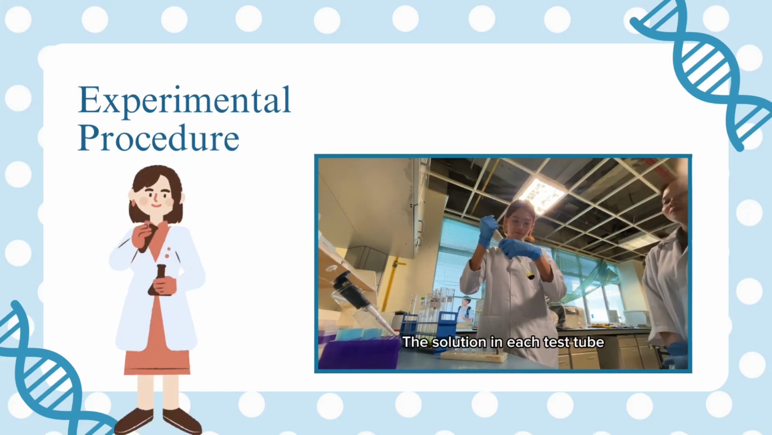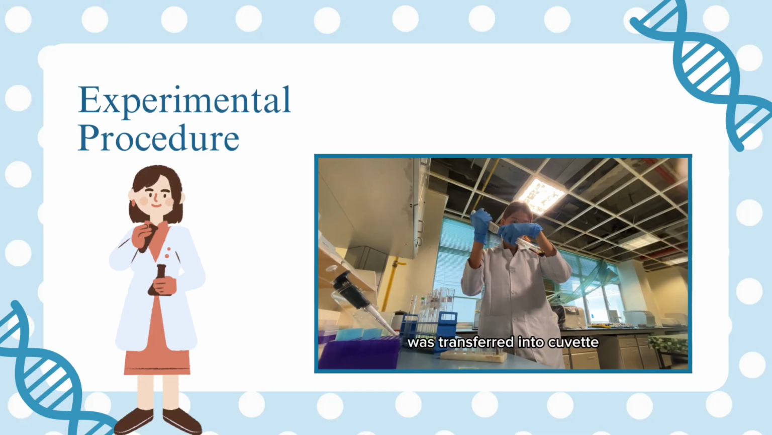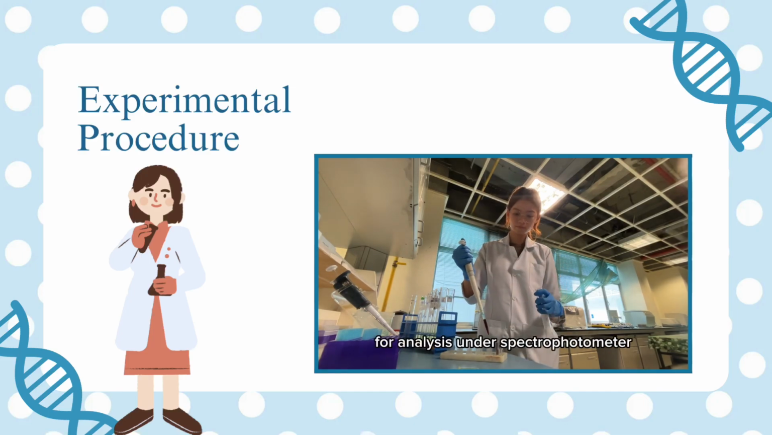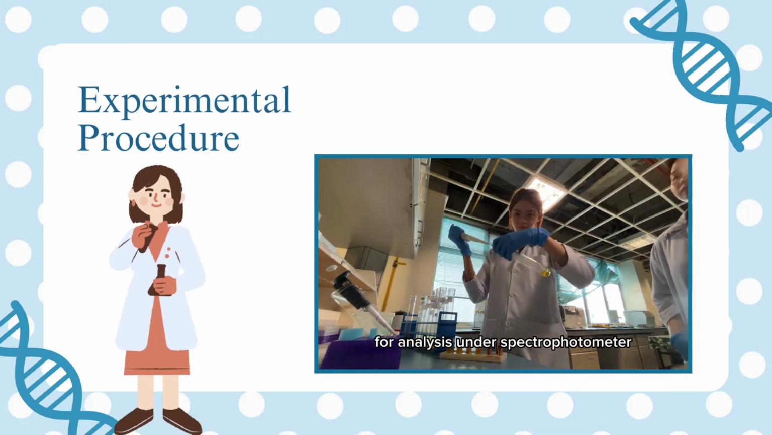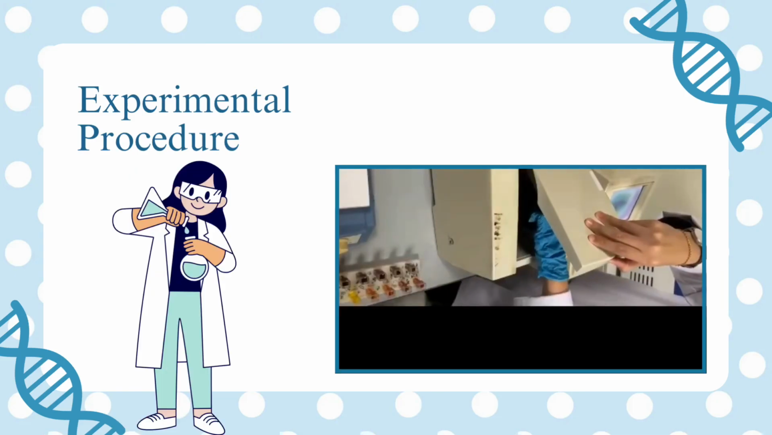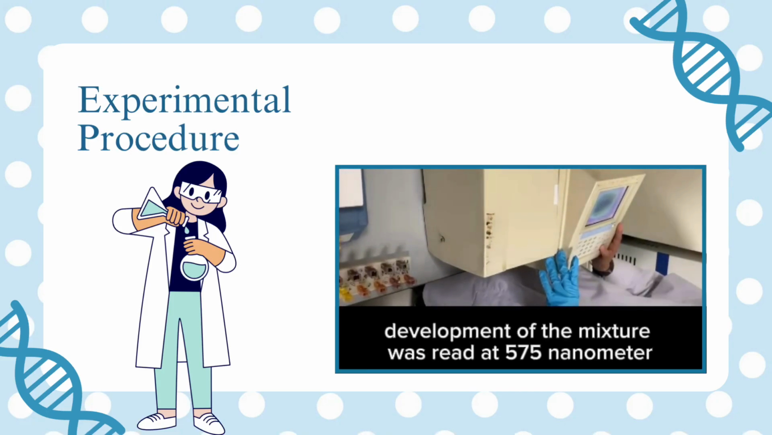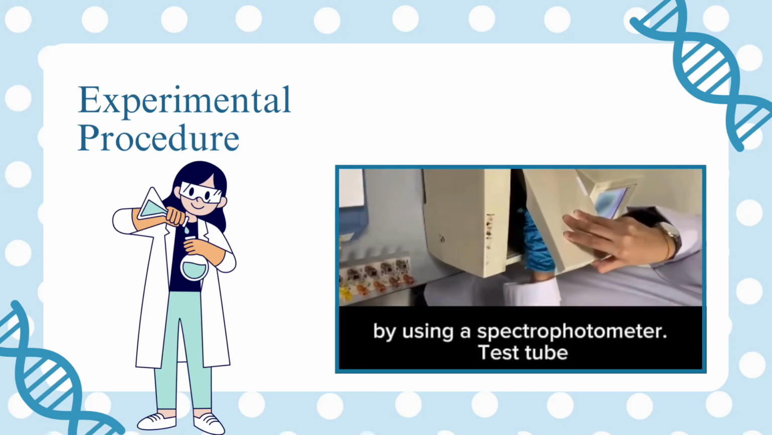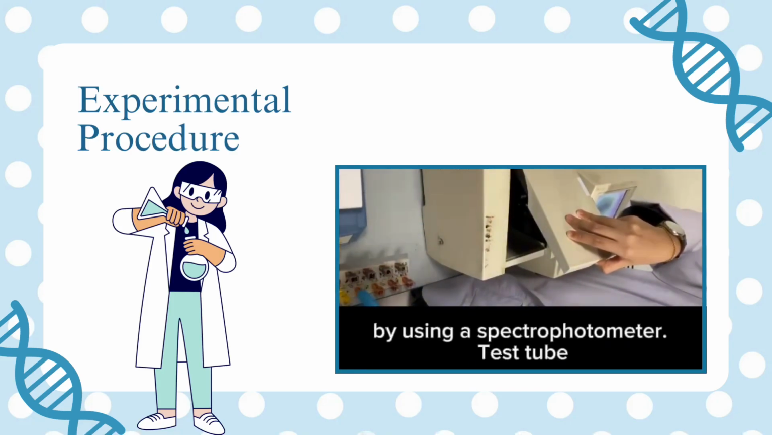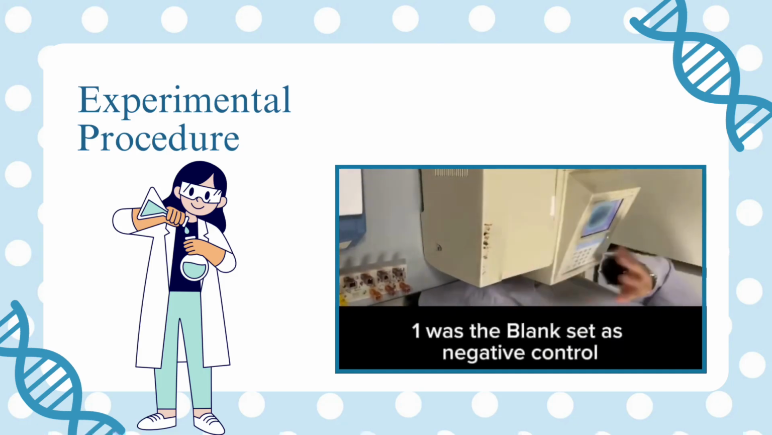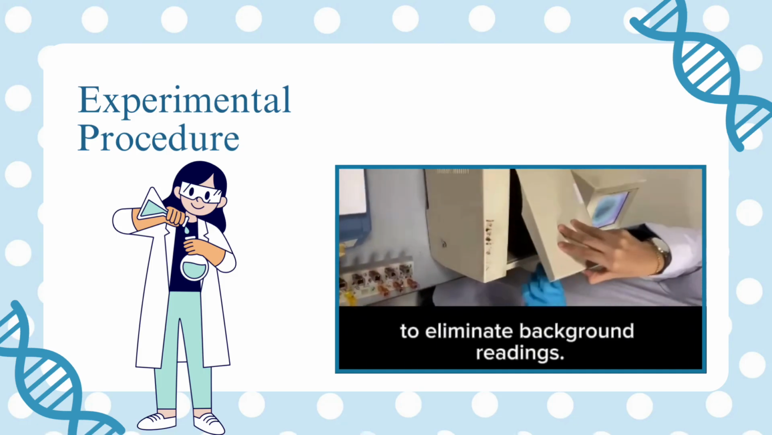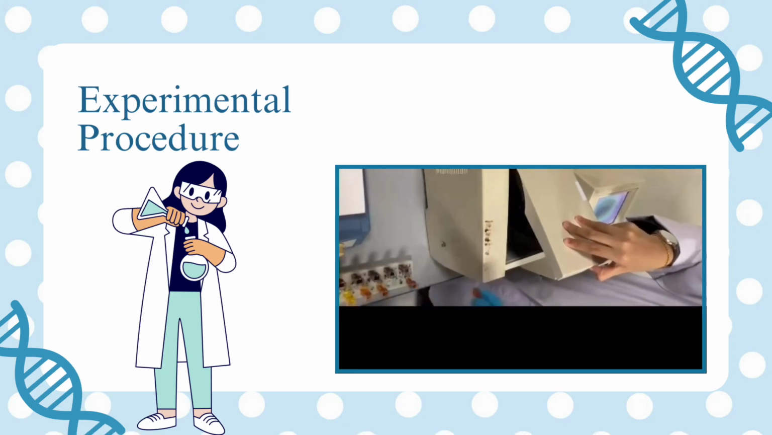The solution in each test tube was transferred into a cuvette for analysis under the spectrophotometer. The color development of the mixture was read at 575 nanometers by using a spectrophotometer. Test tube 1 was the blank, set as a negative control to eliminate background readings.